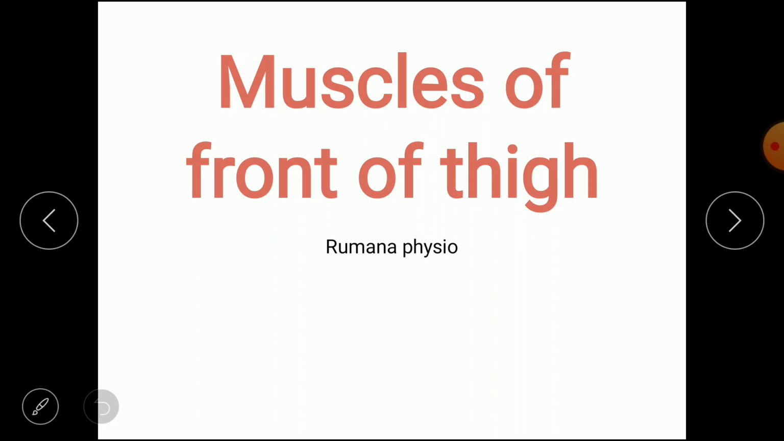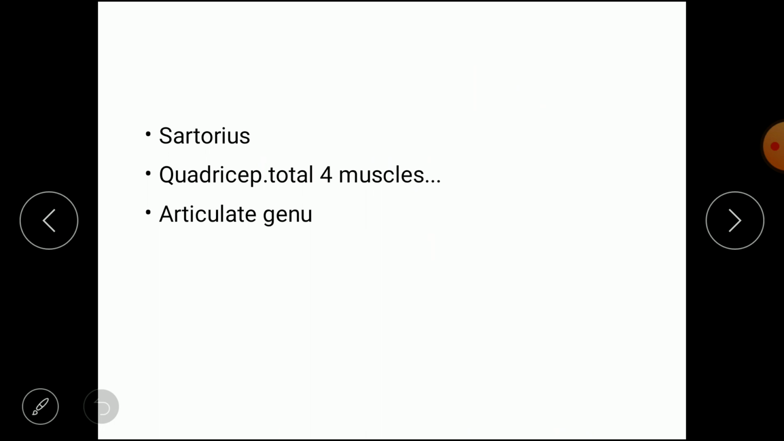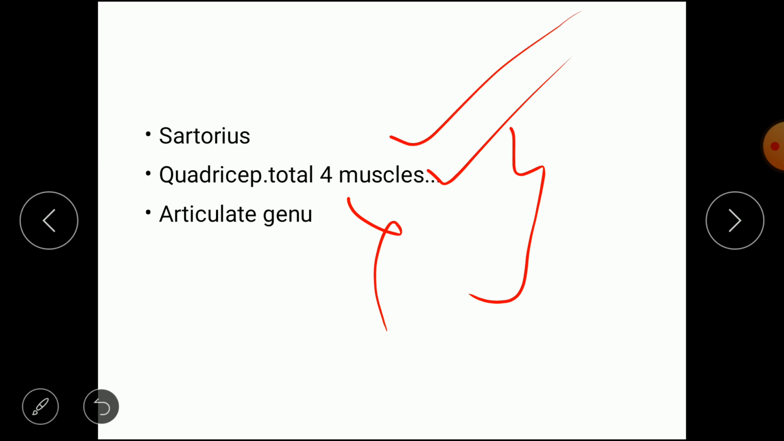Okay friends, the front of the thigh includes a total of 6 muscles, but here we study only these 5 major muscles. First is the sartorius muscle, and second is the quadriceps muscle, and the quadriceps includes a total of 4 muscles. So basically quadriceps is a group of 4 muscles. Let's discuss one by one.